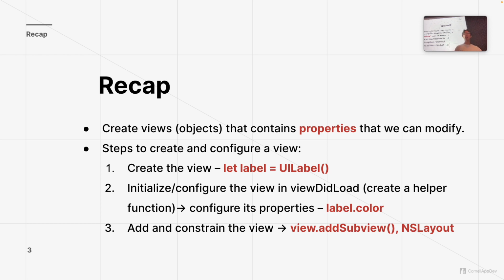And then last but not least, after we configure it, we want to add it as a subview of some kind of superview. In our view controller, we usually do view.addSubview. And then once we add the subview, we want to set up constraints. Remember that you want to set translatesAutoresizingMaskIntoConstraints equal to false, because that's how we enable programmatic auto layouts. Are there any questions?